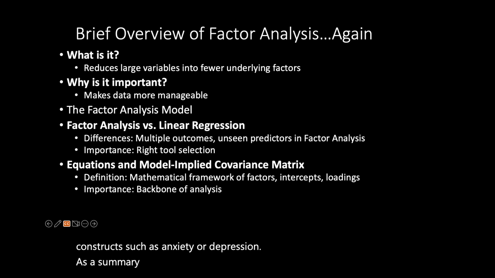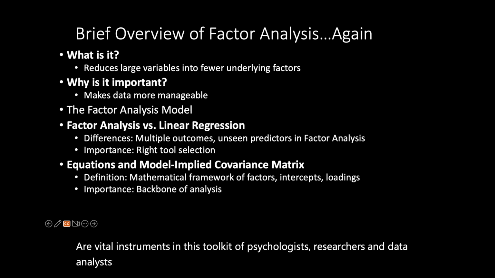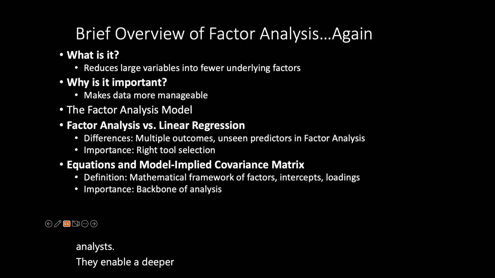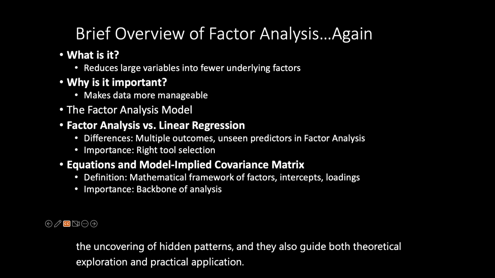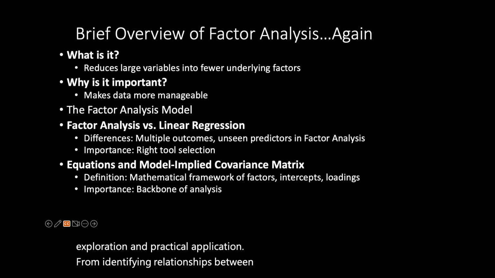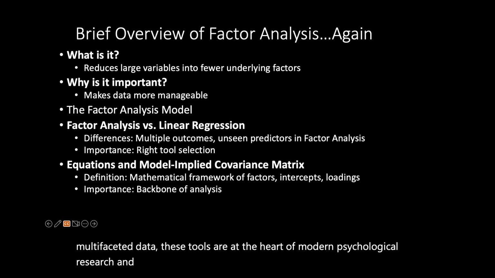As a summary, the variance covariance matrix and the factor analysis model are vital instruments in the toolkit of psychologists, researchers, and data analysts. They enable a deeper understanding of complex data, they facilitate the uncovering of hidden patterns, and they also guide both theoretical exploration and practical application. From identifying relationships between variables to simplifying multifaceted data, these tools are at the heart of modern psychological research and practice, and they offer insights that drive progress in the field.